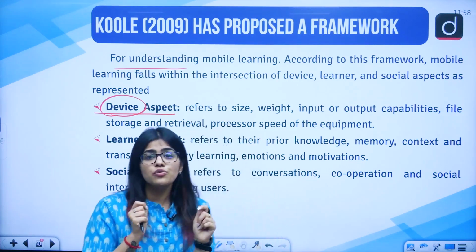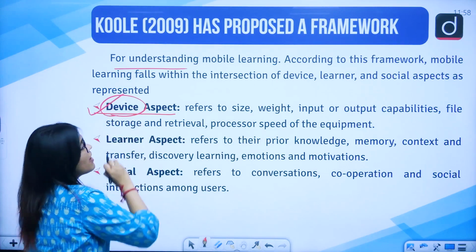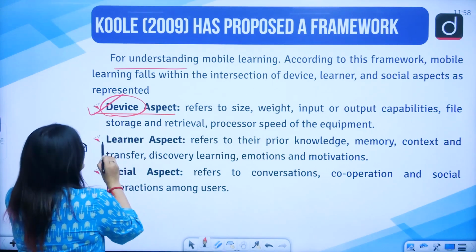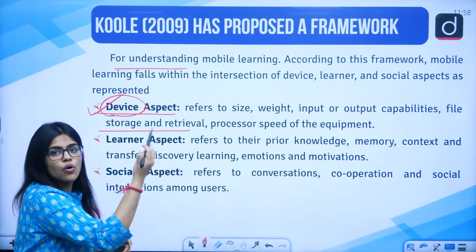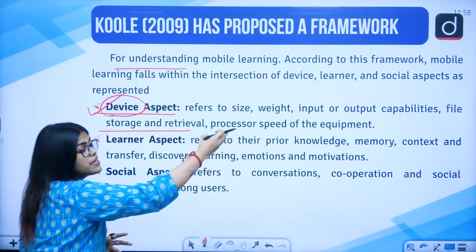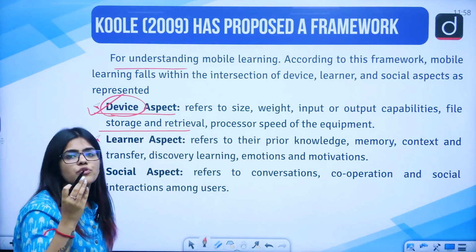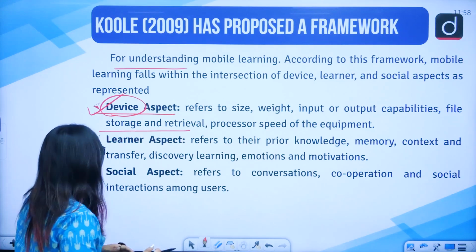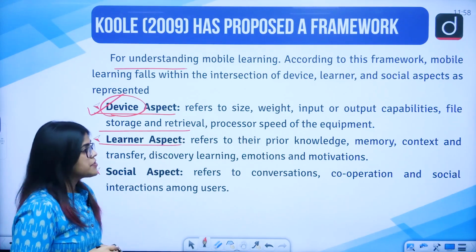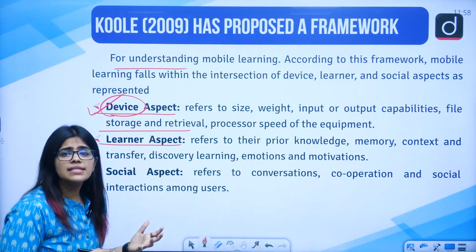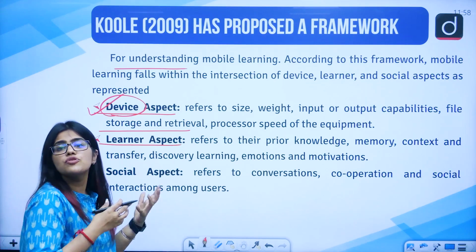So this means that you have to be very aware of the device aspect. Storage and processor speed are a few of the things that you have to be very much aware about. Then comes the learner aspect. The learner should at least have prior knowledge of the course you have created.